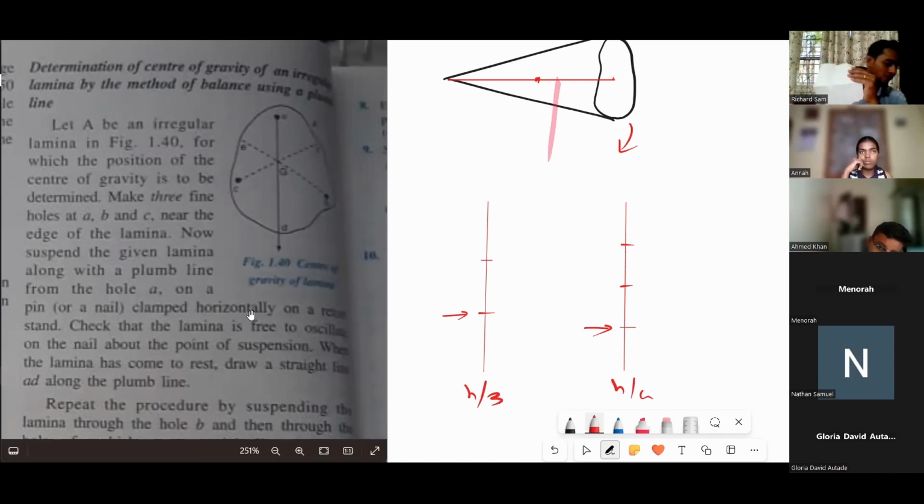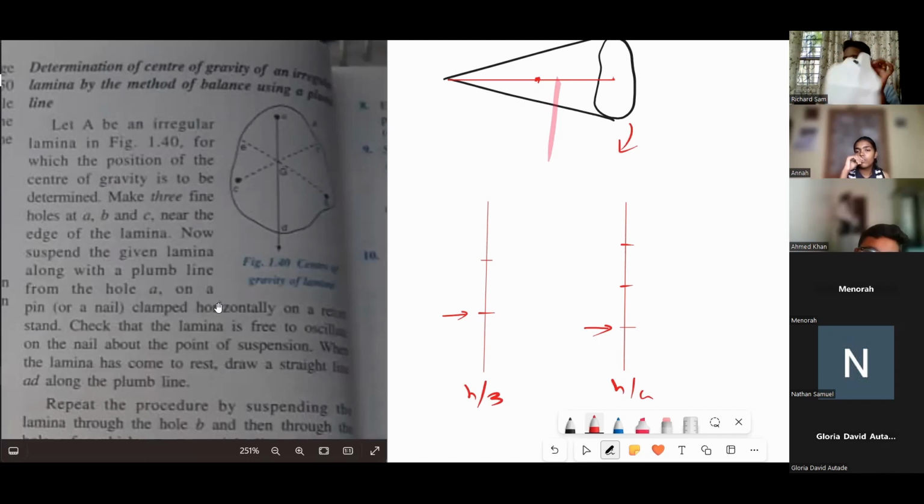So how do you find it? You make 3 holes in it. Any 3 random holes. Okay, so here 1 hole, make another hole here, another hole here. Okay, so 3 holes. From those holes, you have to put a stick or something like this, and then you tie a thread down. Let this also freely move. Okay, and you tie a thread straight down, and on the line of the thread, you will draw a line.